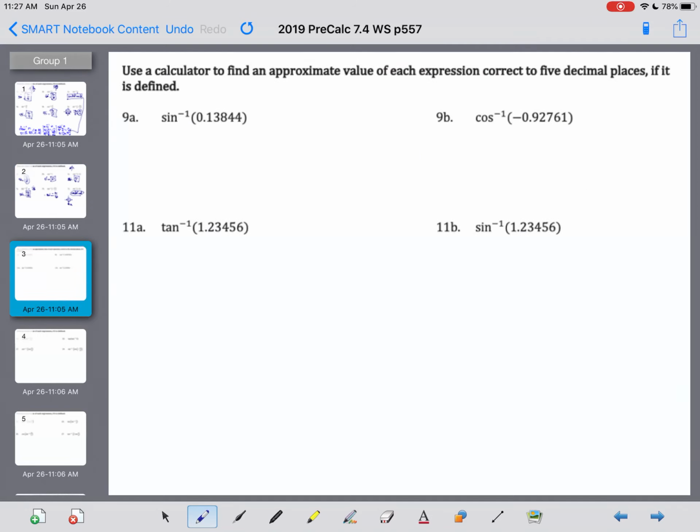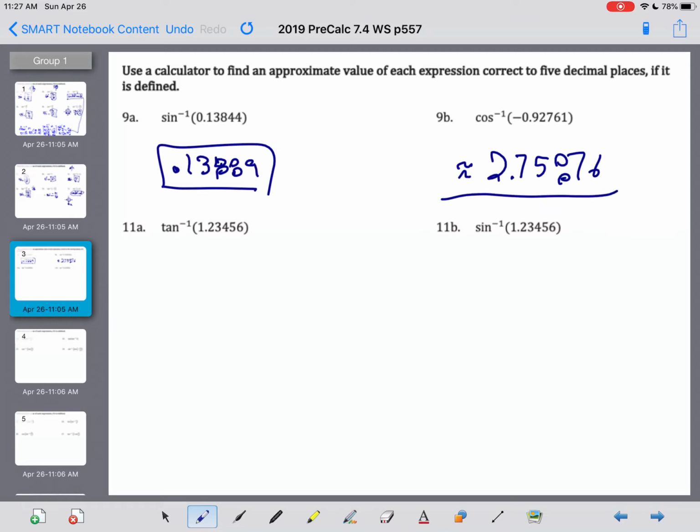Now here, we're using your calculator, so you hit second sine, type in this 5-digit number, and you should get, in this case, 1.13889. Here, hit second cosine, negative, and so on. We're going to get 2.75876. And again, these are in radians, so no degrees here.